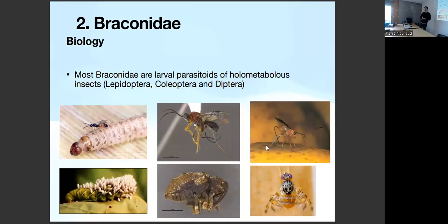Biology of Braconids is also really kind of straightforward. Most of them are larval parasitoids. It means they put their eggs in the larvae, not the adults, and before pupating, they leave the host, still in the larval phase most of the time. There are some evolutionary trends of parasitism in earlier instars, including in eggs, and some braconids will emerge from the pupae, especially the ones from fruit flies. Most of the hosts are holometabolous insects: Lepidoptera, Coleoptera, and Diptera.